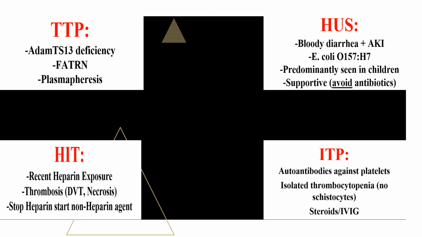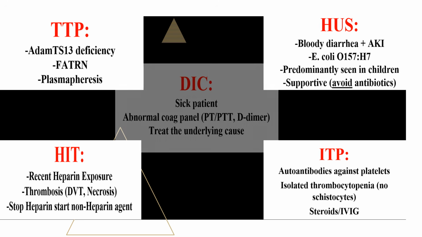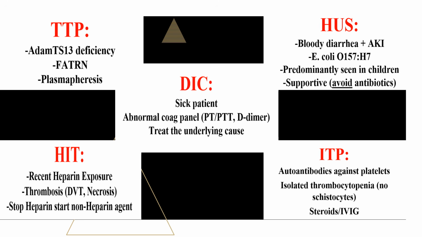HIT, remember, recent heparin exposure, thrombosis, all of that nasty stuff, your DVTs, your necrosis. Stop heparin, start a non-heparin agent. ITP, autoantibodies against platelets, isolated thrombocytopenia, no schistocytes, and then treatment, remember, steroids, IVIG if they need a little bit more, really crashing faster, platelets are dropping.